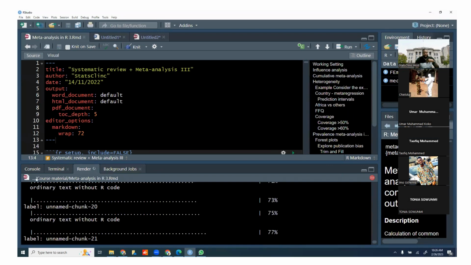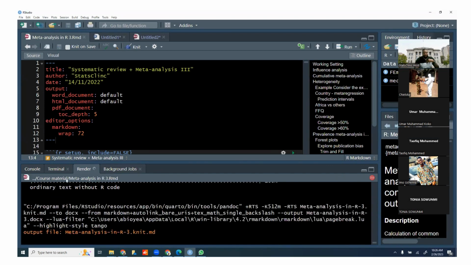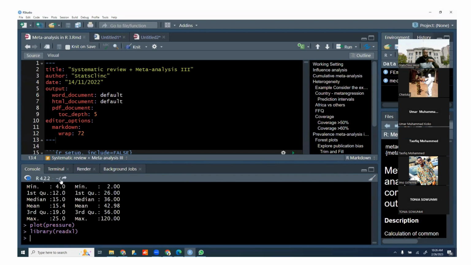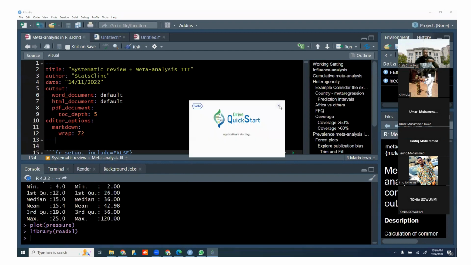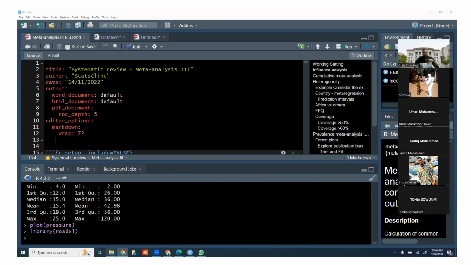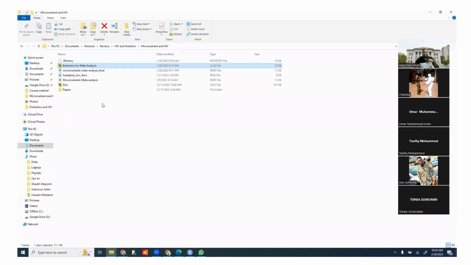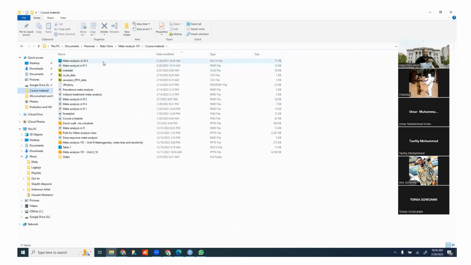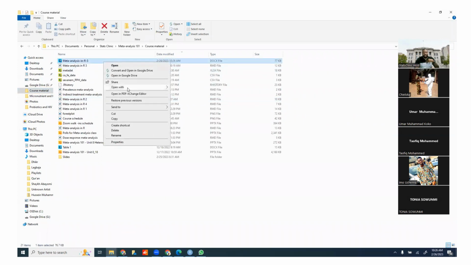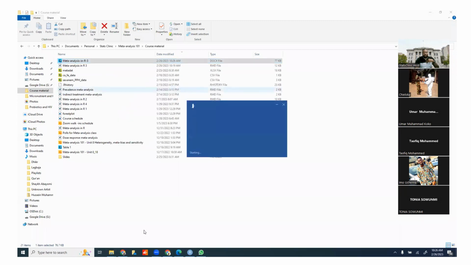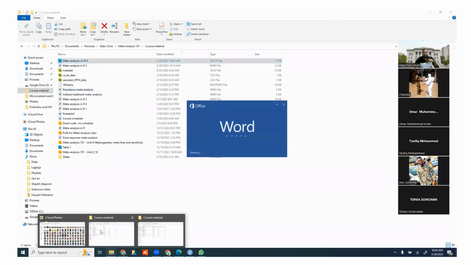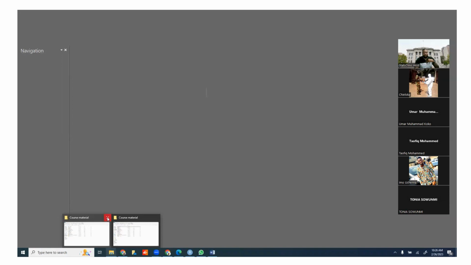And once it's done, you will find it in this folder. For me, it's course material / meta-analysis 101. And this is where it should be, course material / here, right? So that's this file. And if you right click, I can open that file. Okay.